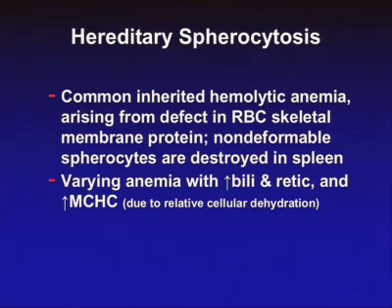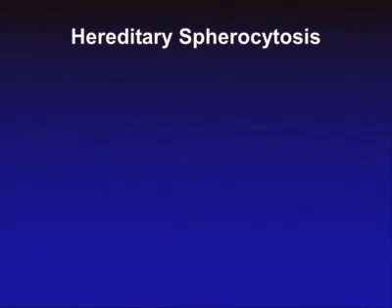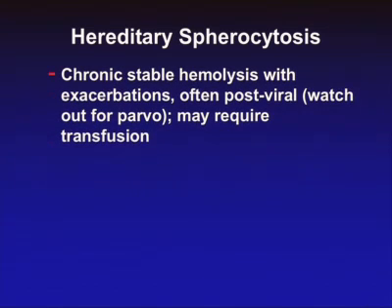Varying degree of anemia, again, increased bilirubin, increased retic count. Typically, you should see an elevated MCHC, which we sometimes do and sometimes don't. Again, close attention to family history, patients and the siblings' neonatal history, okay, because maybe the siblings did it too. There are people wandering around with mild hemolysis that's just not clinically significant for them, so maybe nobody knows about it. This is a chronic stable hemolysis marked by periodic exacerbations that are often, but not always, post-viral.